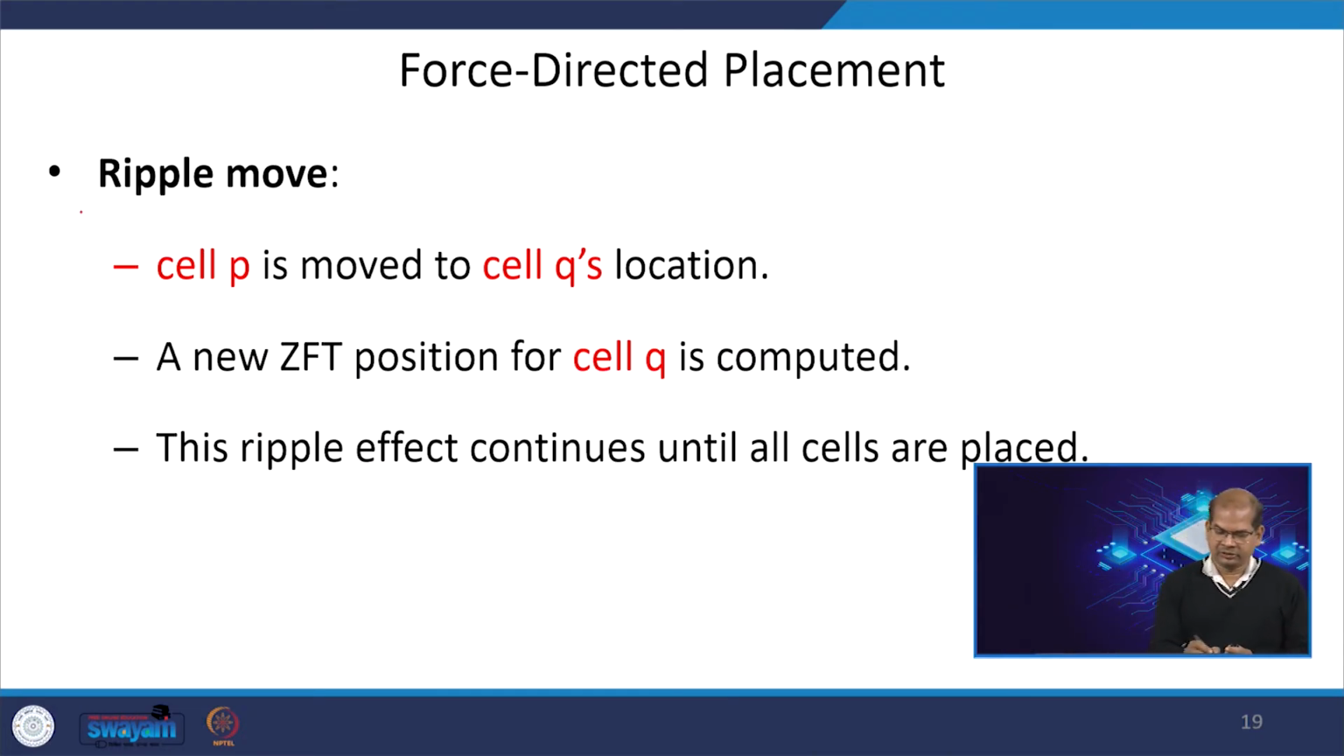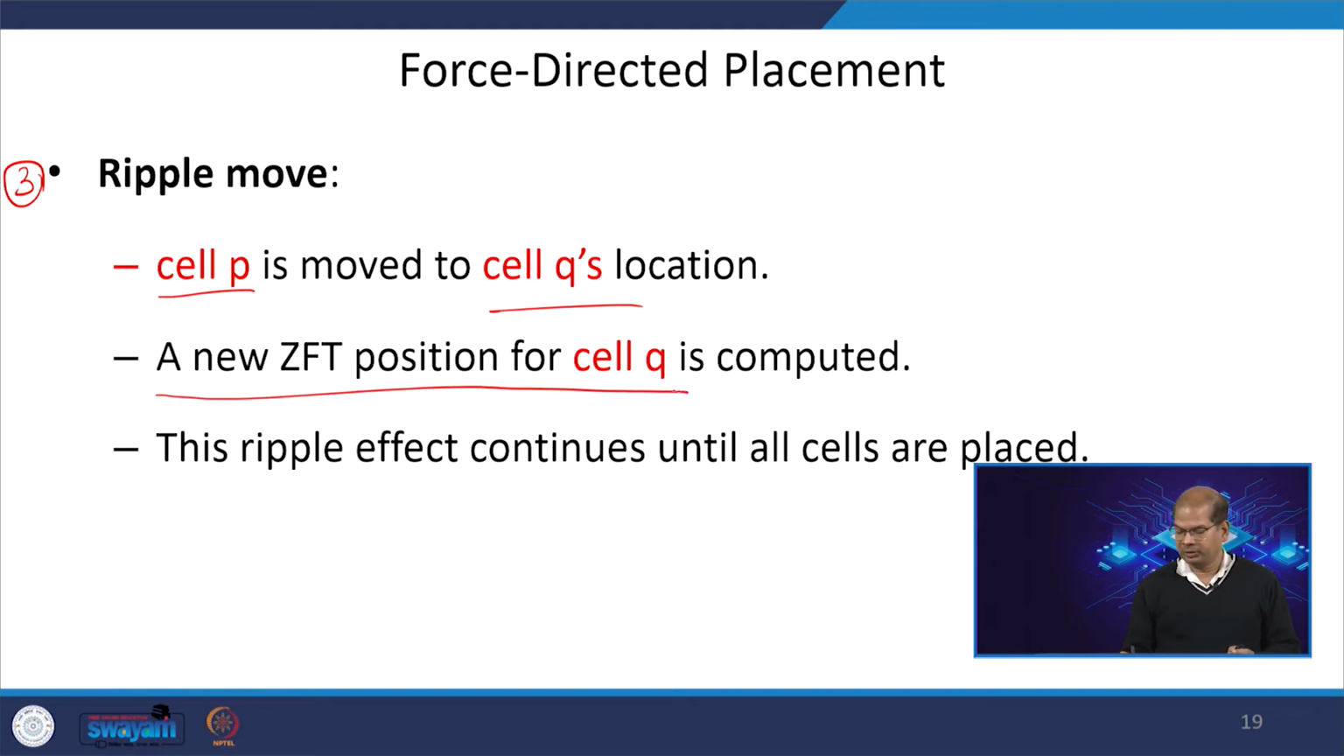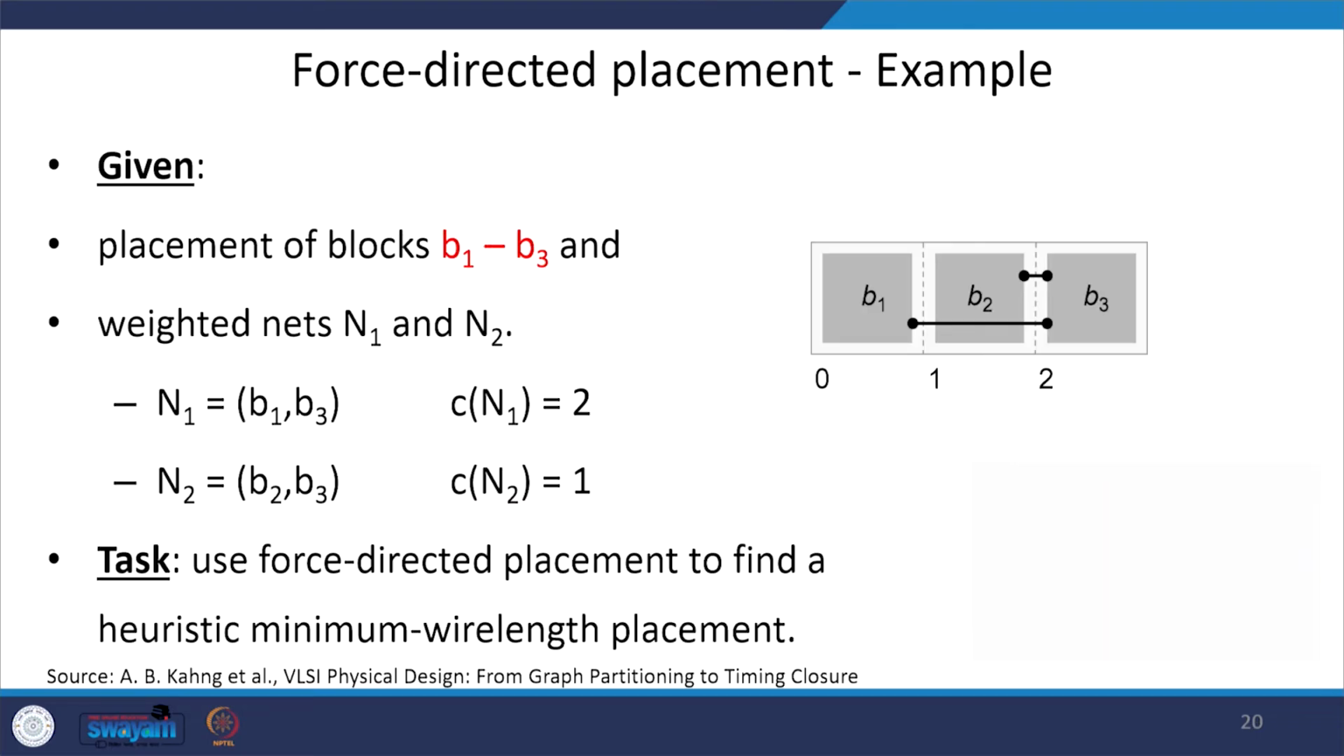Then the third technique is called the ripple move. What is this ripple move? Cell P is moved to Q's location, and once it is moved, the new ZFT position of Q is computed. Here we need to do the optimization technique again to find a suitable location for Q, and this ripple effect continues until all the cells are placed. That is why it is called the ripple move.